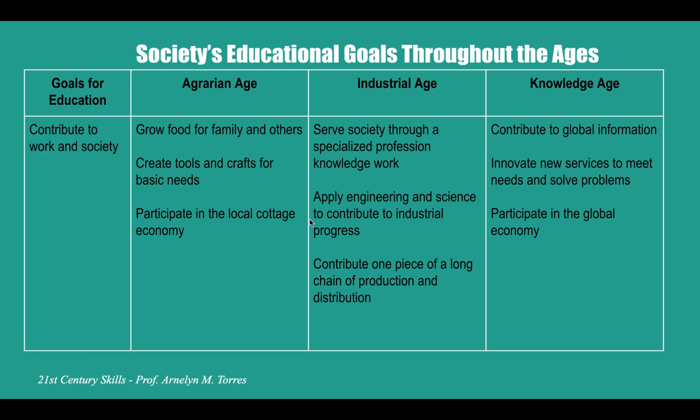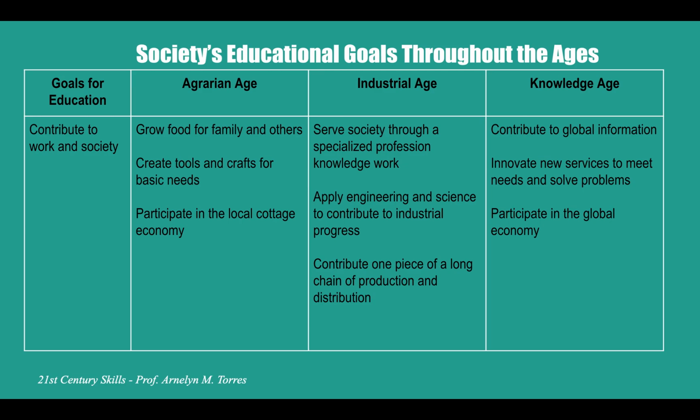Second is to apply engineering and science to contribute to industrial progress. Applying engineering and science would mean knowing how to do some engineering work such as planning or laying out a bridge, or maybe science would mean constructing a bridge or a road that can be used for the nation's progress. And third, contribute one piece of a long chain of production and contribution.